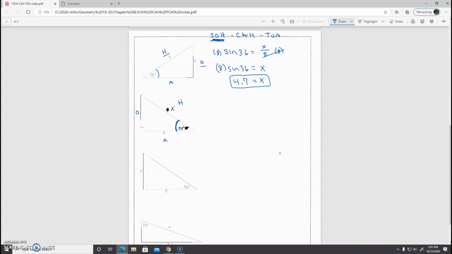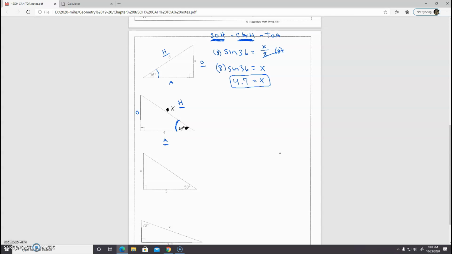Again, look at what you have. We have adjacent, right? They gave us that. And we want the hypotenuse. Adjacent and hypotenuse. Come back here, SOH CAH TOA, adjacent and hypotenuse. I'm using cosine because you need adjacent and hypotenuse. Opposite, we don't have it, we don't want it, we don't really care about it right now. That's how I know to use cosine.